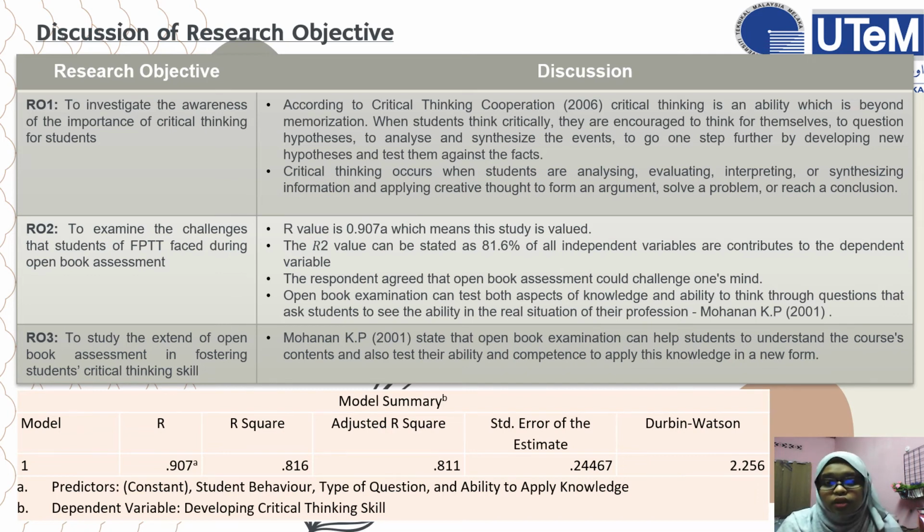For RO2, to examine the challenges that students of FPTT face during open book assessment, the R value is 0.907, which means this study is valid. The R2 value can be stated as 81.6% of all independent variables contribute to the dependent variable. The respondents also agree that open book assessment could challenge one's mind. Open book examination can test both aspects of knowledge and ability to think through questions that ask students to show their ability in real situations of their profession, according to Mohanan.